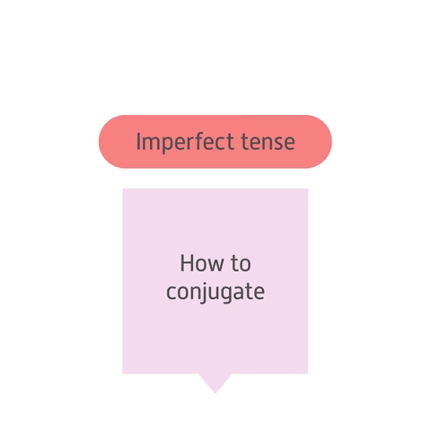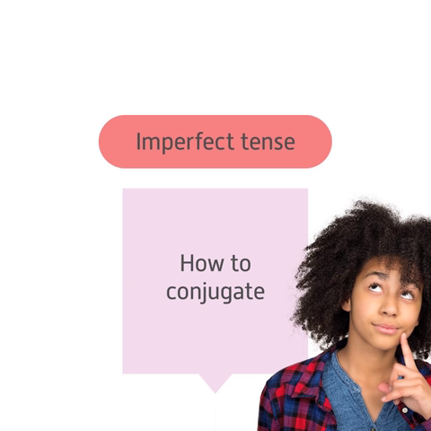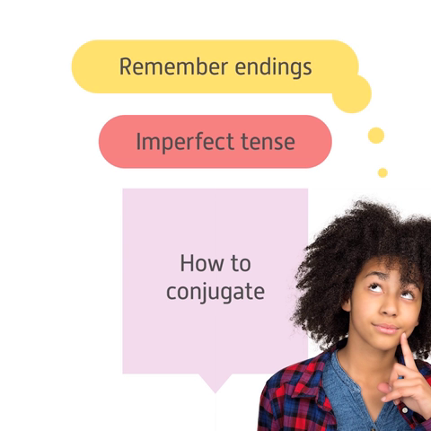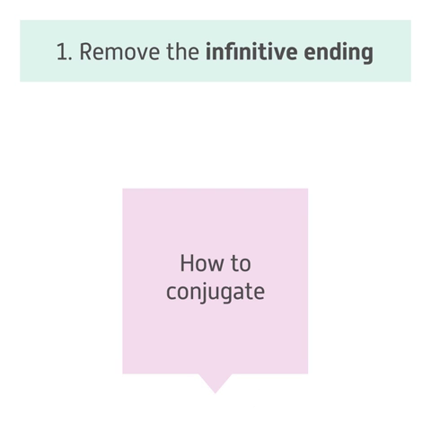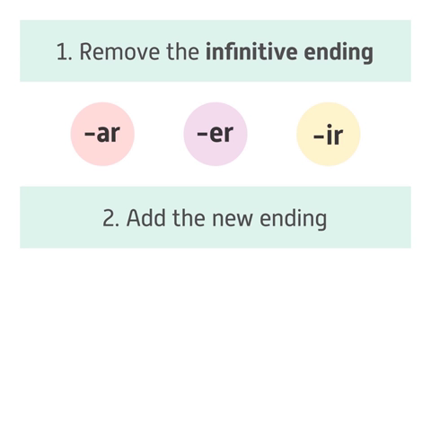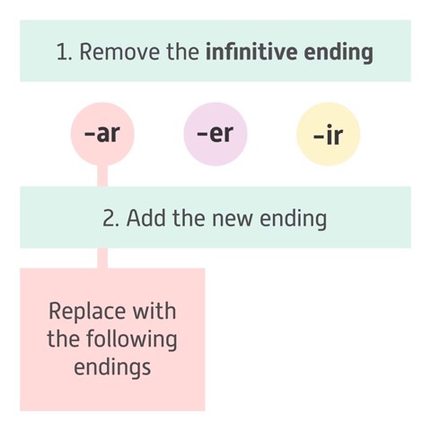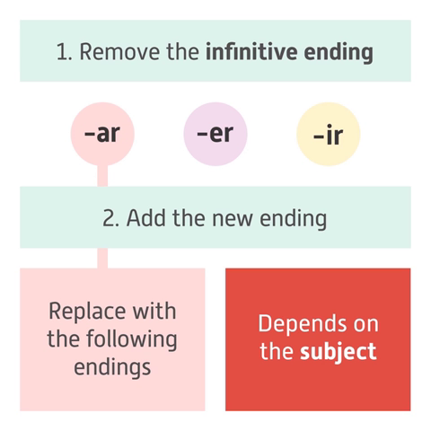Now that we've looked at when to use the imperfect tense, let's look at how to conjugate it. The process is quite simple, though you have to remember the new endings. First, you remove the infinitive ending. This will be ar, er or ir for regular verbs. After this, you add the new ending to the stem, depending upon what the infinitive ended with. If the infinitive was an ar verb, you remove the ar and replace it with the following endings. Each ending depends on the subject, which we'll mention in Spanish but show alongside the English for ease.